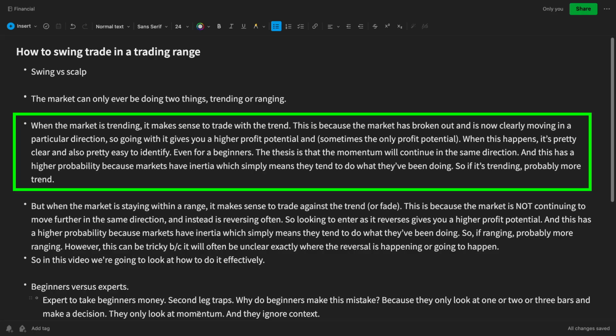When the market's trending, it makes sense to trade with the trend. That's because the market has broken out. It's now clearly moving in a particular direction. So going with it gives you a higher profit potential, and sometimes the only profit potential. When this happens, it's pretty clear. It's also pretty easy to identify, even for beginners.